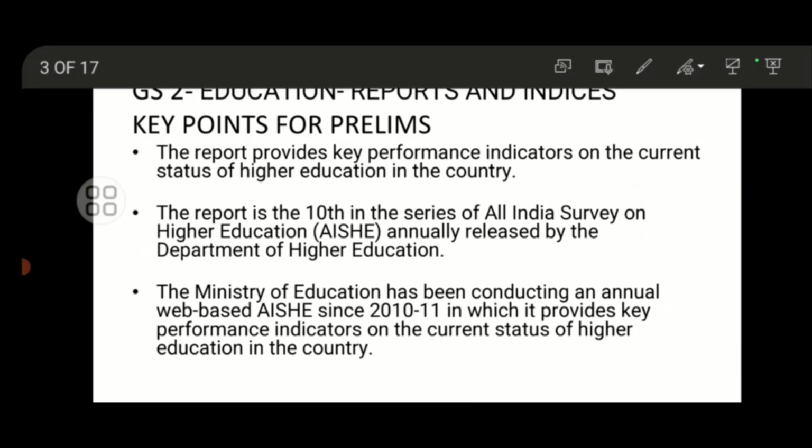To start with, student enrollment in higher studies has risen by 7.5%. This comes under GS2, education reports and indices. This report gives the performance indicators on the status of higher education in the country today. The report is the 10th series, done by the All India Survey on Higher Education, which is released annually by the Department of Higher Education, which comes under the Ministry of Education.